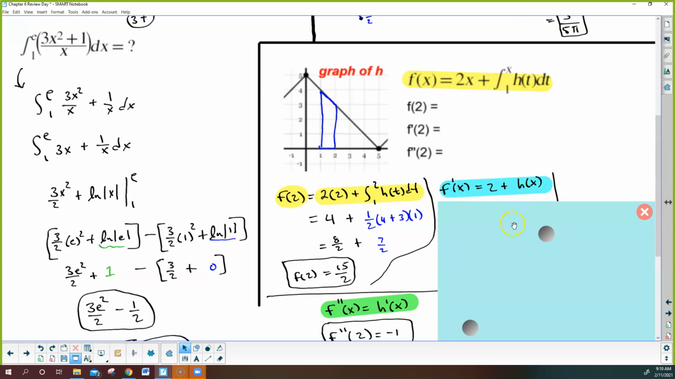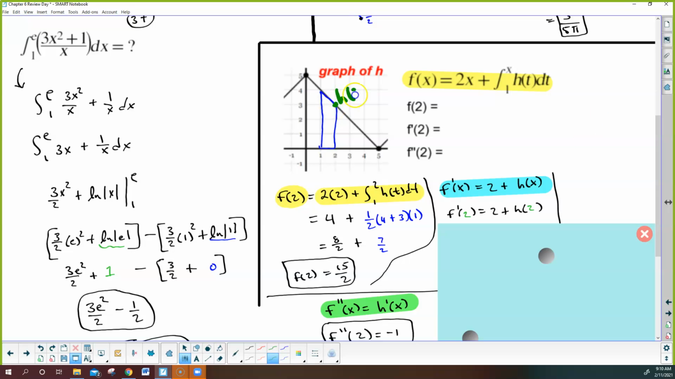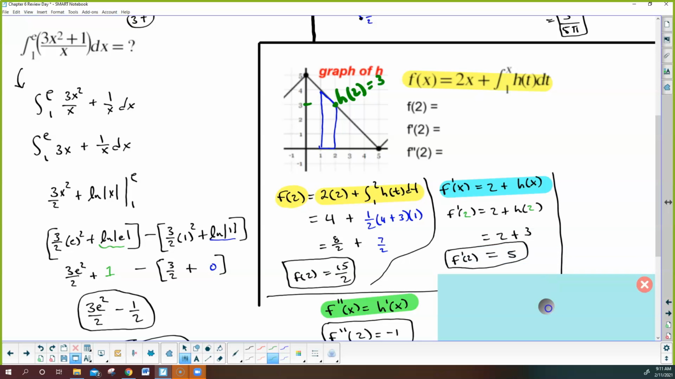So here's the derivative, and then I'm just going to plug in 2 for x. So it's literally saying do 2 plus h of t. Well, this is the graph of h of t, and I need to know what is h of 2. So I'm going to follow this over. What is h of 2? That's the point. h of 2 is equal to 3, because that's its output. And then we'll just replace that, and my answer is 5.